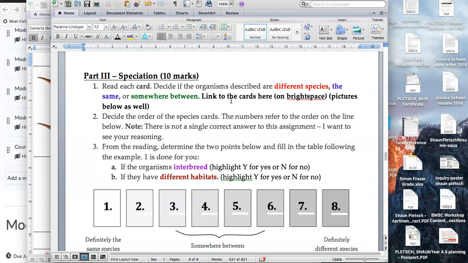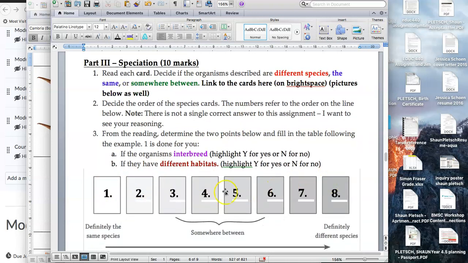The idea is you have 8 sets of species cards. On these cards, there are 2 different species, and one paragraph discussing those species. Your job is to put them in order first of all. So we have this line here, and there is no 100% right answer about which cards show a definite same species and what exactly number 2, 3, 4, 5 is.